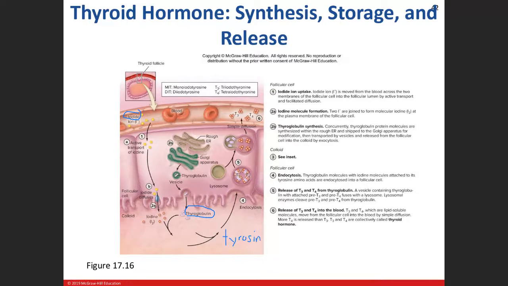Tyrosine, okay? That's not as important as iodide and the thyroglobulin. So basically, this is all going on constantly. You've got iodine circulating through your bloodstream. Most commonly, we get iodine through our diet. Certain foods are rich in iodine.